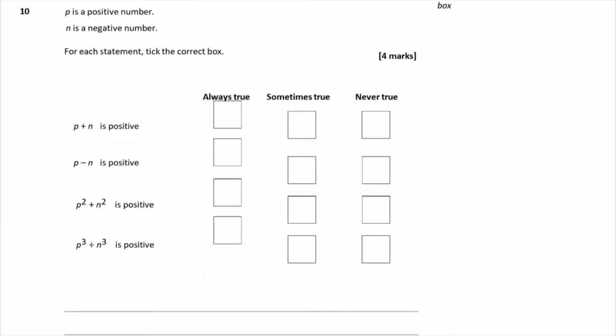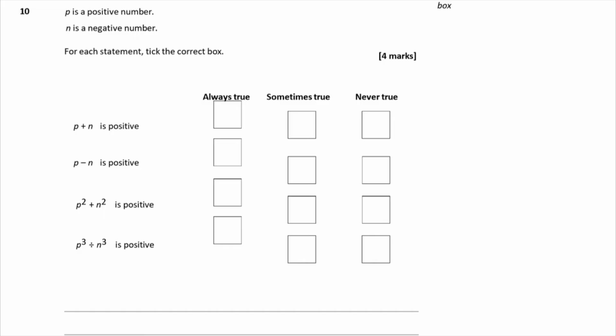Question 10. P is a positive number, N is a negative number. For each statement, tick the correct box. Okay, and I've got an always true, sometimes true, and never true for each statement. They all got a bit wonky when I printed them out for some reason. But basically there's one box for each, isn't there? Let's have a look at the first one.